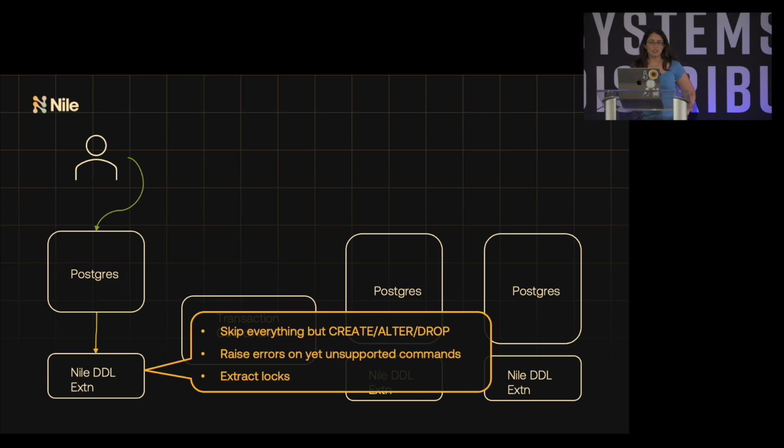What do we do when we get called? First of all, we need to know that this is actually intended for us. Utility is everything, so we need to know that we're actually getting a create, a delete, or an alter. After that, there is a bunch of creates, deletes, and alters that we don't actually support yet. We raise an exception on those. And the third thing we do is look at the statement and figure out which locks we're going to need. I'll explain why in a second.